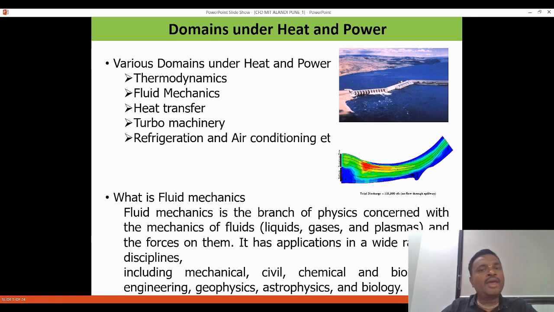Okay, so in fluid mechanics mainly you have three sections: fluid statics, kinematics, and fluid dynamics. This all comes under fluid mechanics. Fluid mechanics is a branch of physical science concerned especially with fluids and not solids. In fluids we cover liquids as well as gases and plasma or powdery materials, and the forces on them. Fluid mechanics is useful not only for mechanical engineers, but it is a very important course for civil engineers, chemical engineers, biomedical, geophysics, astrophysics, and even nowadays biological students.